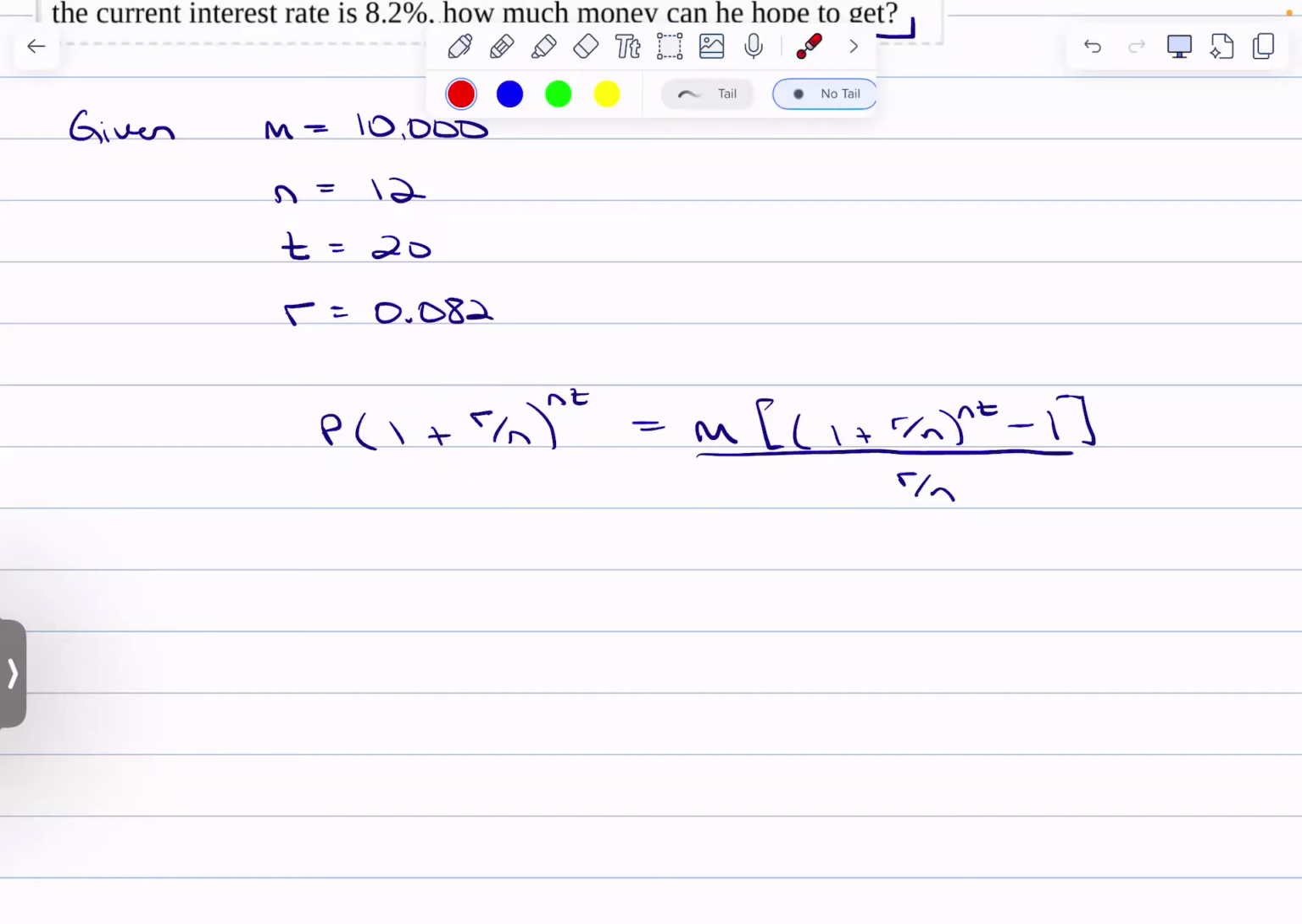Same thing for M. You can multiply the other side by R over N and then divide by 1 plus R over N to the NT minus 1, and have it set up. You're allowed to do that. I will not. 1 plus 0.082 divided by 12. I fear that's not a very nice number. 0.082 divided by 12, it's terrible. So I abandon it. 12 times 20. M is 10,000. Now we're talking.